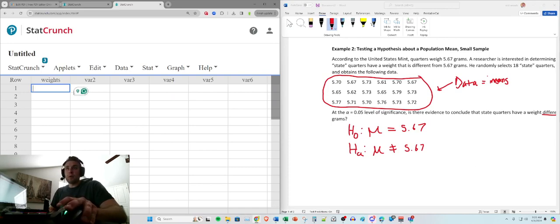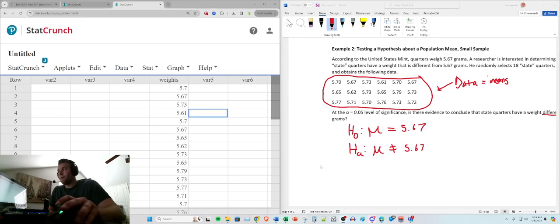I'm going to go ahead and we can pause the video. I'm not going to sit here and just type all this in front of you, but you can pause the video and everybody can type that in on StatCrunch and then press play again once you're finished. Okay, so I've typed mine in. I moved them over just so you could see the data.